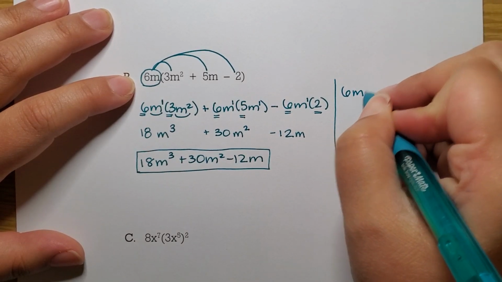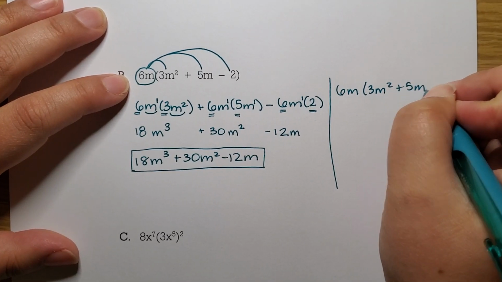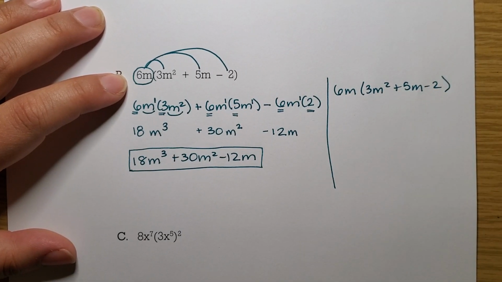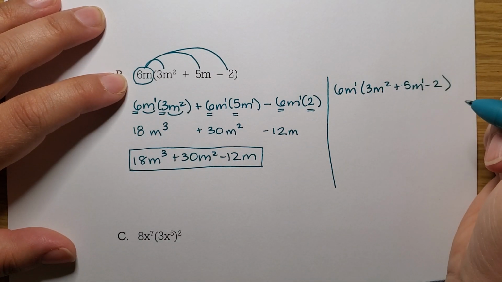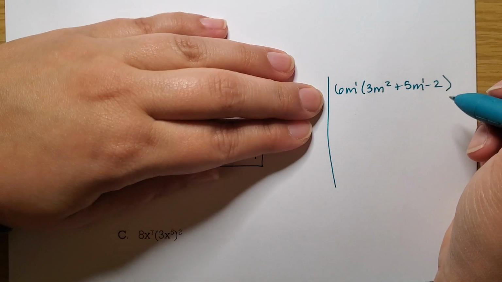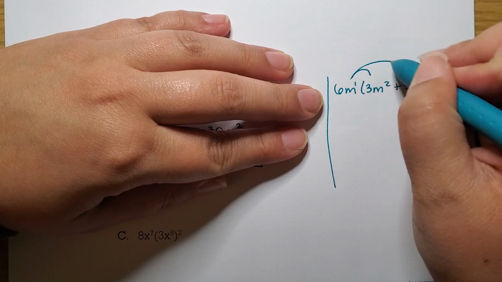So I'm going to rewrite the problem over here. And again, because I'm going to be multiplying variables, I'm going to add the exponent right in there. Okay, so here's how I would work through this. I know I'm going to have to use the distributive property.